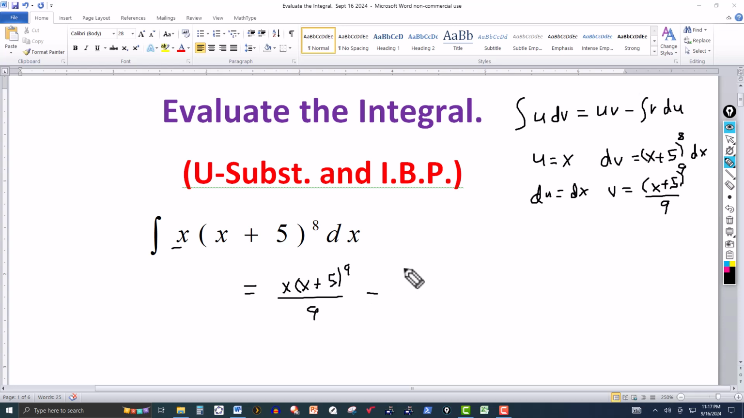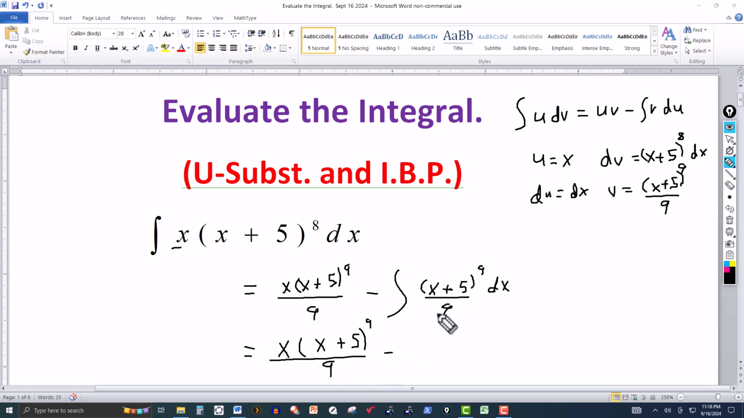And then it has an integral here. So it's the integral of v, whatever v is, so that's this right here: (x plus 5) to the 9th over 9. And that's times du. Notice this is v, and then du. But du is dx, so this is going to be dx. So again, this gives me (x plus 5) to the 9th, all over 9, and then it's minus here.